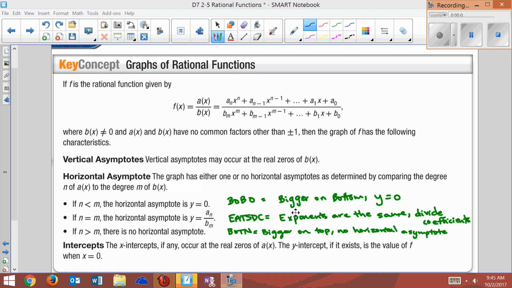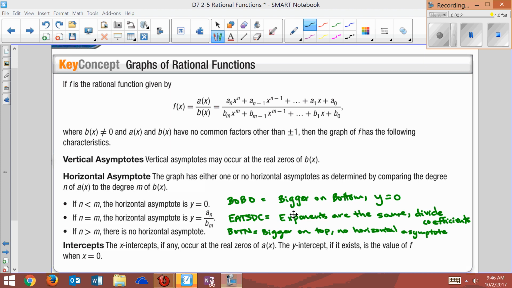Now, this gives you a lot of the rules I just went over in example 1, just audibly. If there's going to be a vertical asymptote, it occurs anytime you can factor out and solve for x in the denominator. If there's going to be a horizontal asymptote, it goes off the powers. Bigger on bottom, that's if the bottom power is greater than the top, or the top is less than the bottom. What you do is y equals 0 will always be your horizontal asymptote.